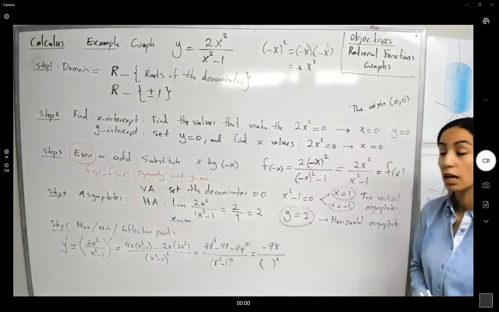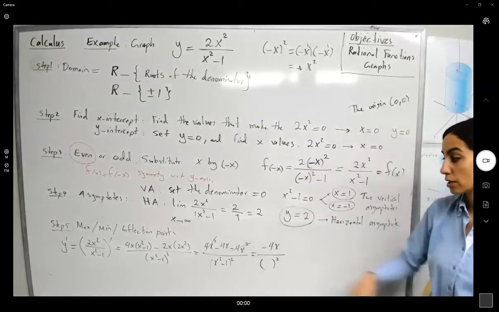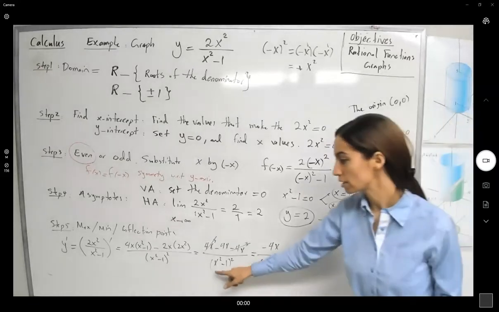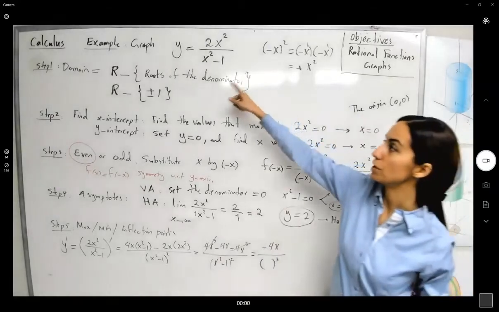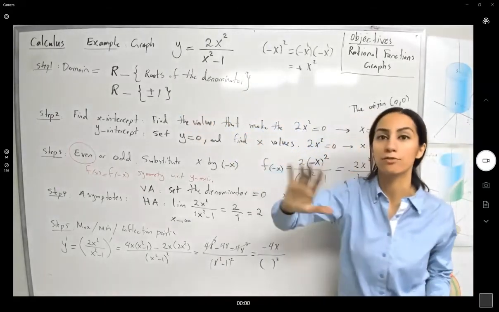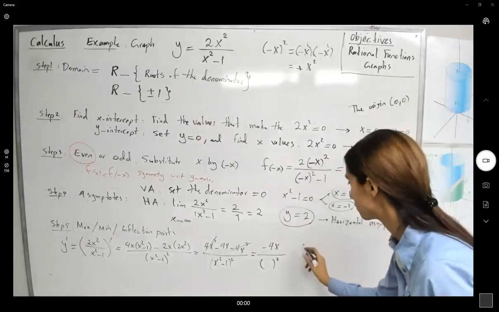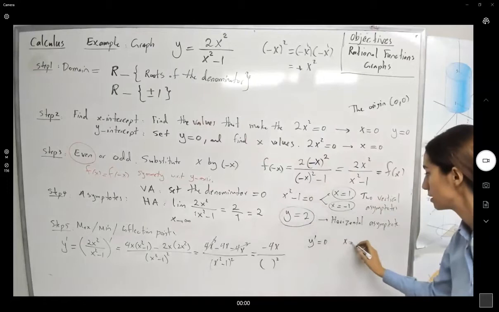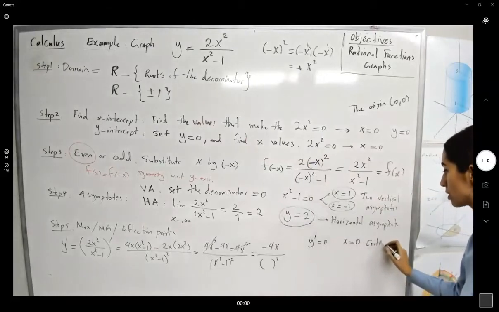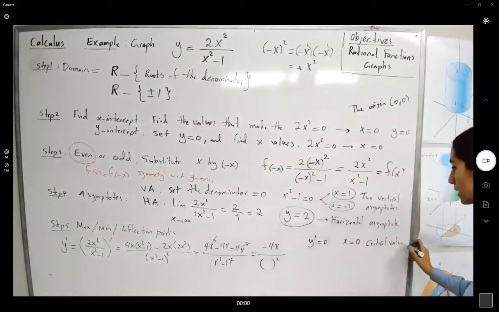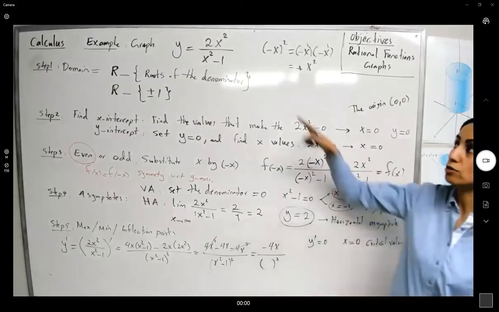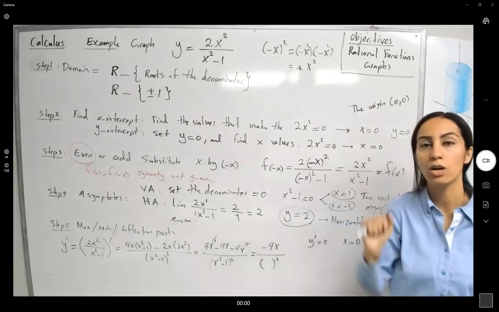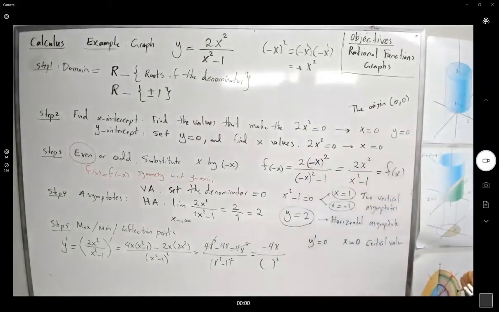Well, what does it tell us? It tells us the critical value is x equals 0, and the rest of them are plus minus 1, which we actually eliminated from the domain. So if you set this equal to 0, then x equals 0 is the critical value. And if you plug that into the original function, you get 0 as the y value. So (0, 0) is the critical point.